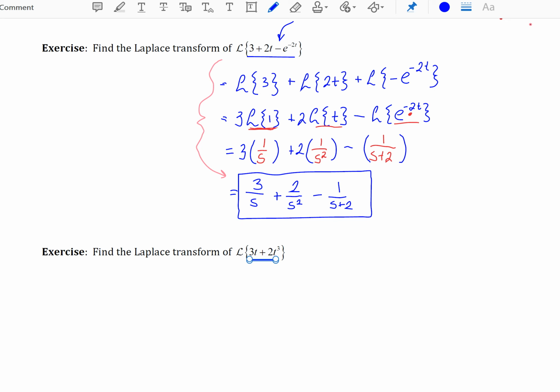And depending on which steps you decide to skip, you may write something different than me, but I'm going to spell out every step here that I can. Using the fact that the Laplace transform preserves vector addition, we can write this as the sum of two Laplaces. Using the fact that the Laplace transform preserves our scalar multiplication, we can bring the scalars out as coefficients.